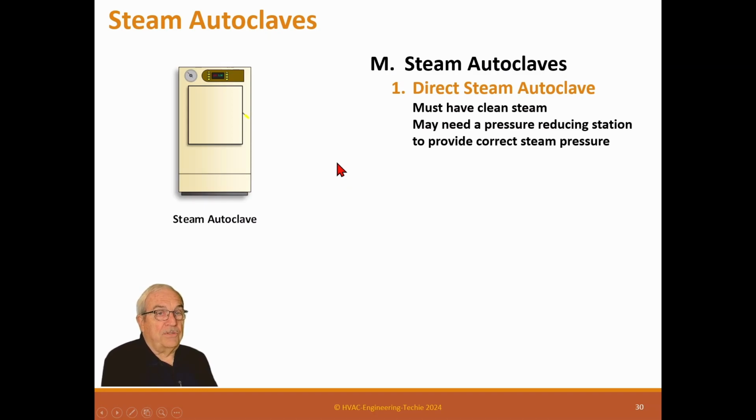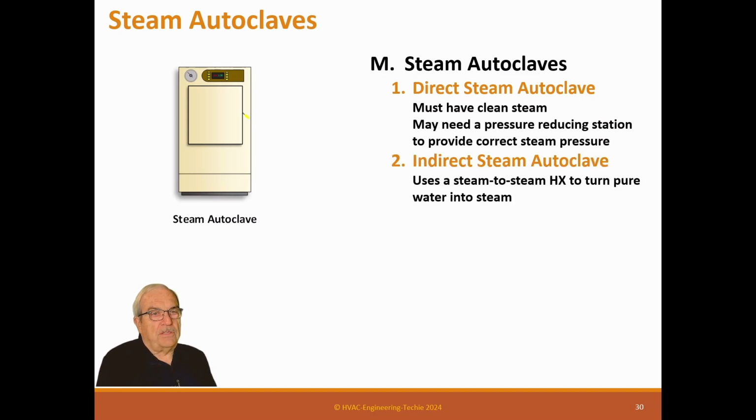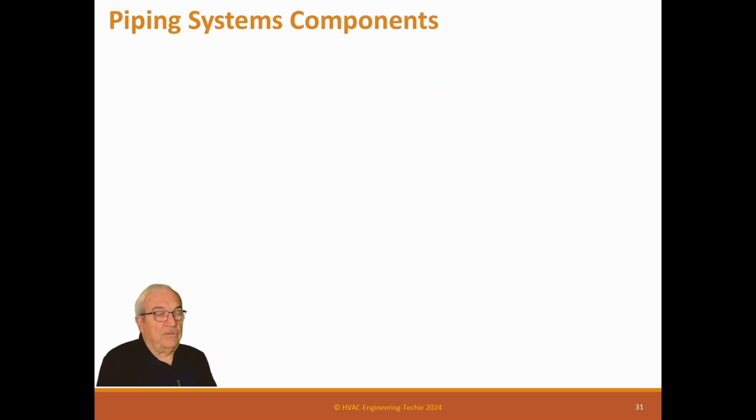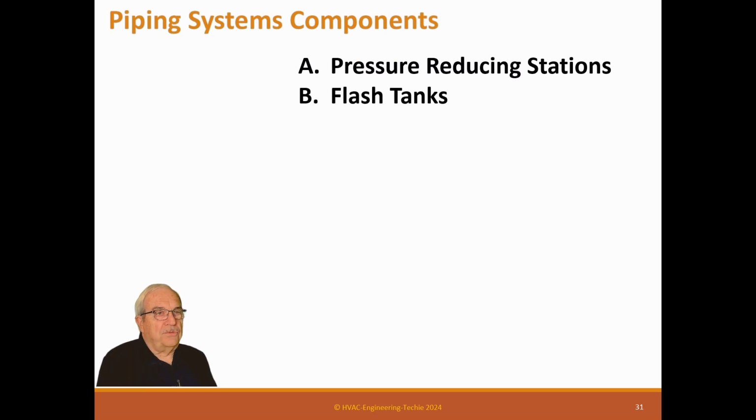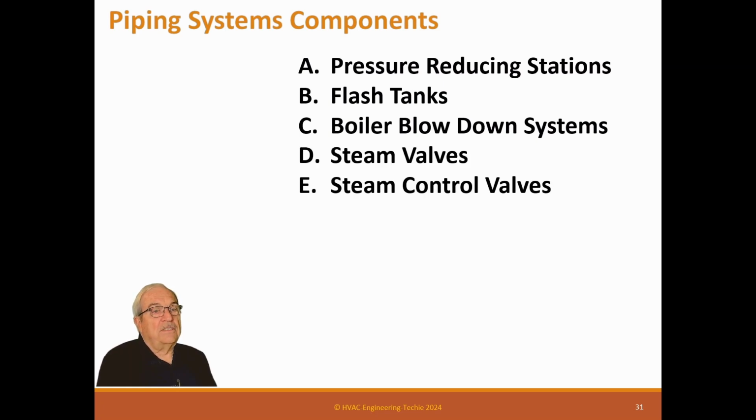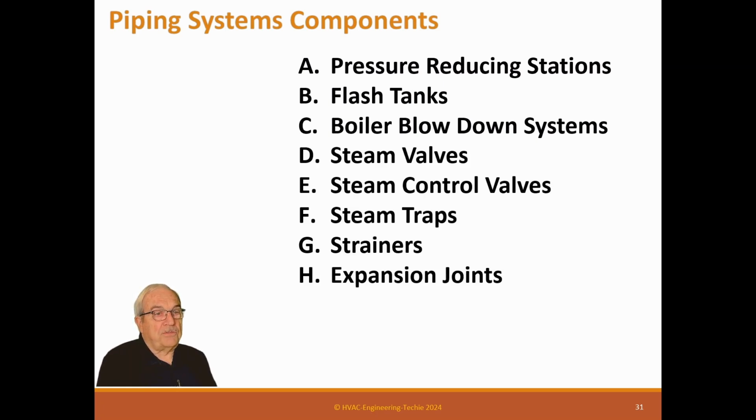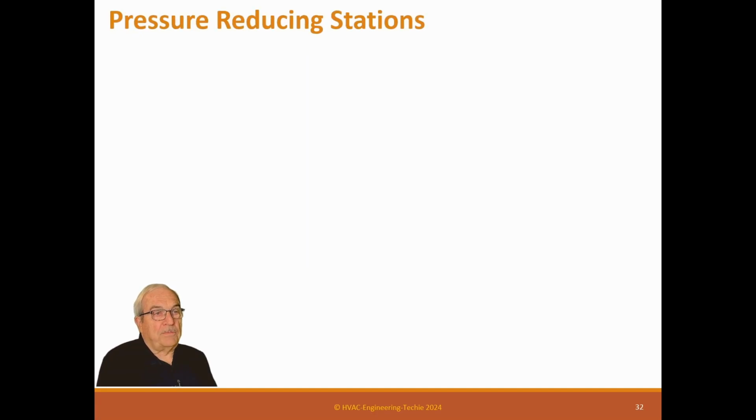You may need a pressure reducing station to provide the correct steam pressure. Normally the steam pressure for these is low, 5 pounds or so. Direct steam uses a steam-to-steam heat exchanger to turn pure water into steam, like I showed you before. The system components we're going to talk about are pressure reducing stations, flash tanks, boiler blowdown systems, steam valves, steam control valves, steam traps, strainers, expansion joints, and piping specialties.